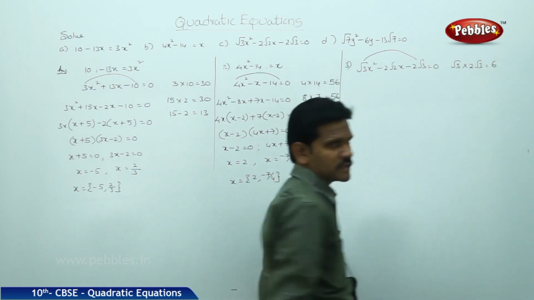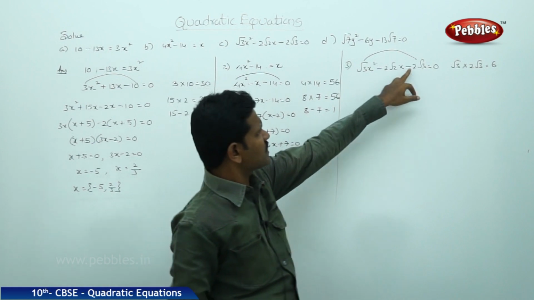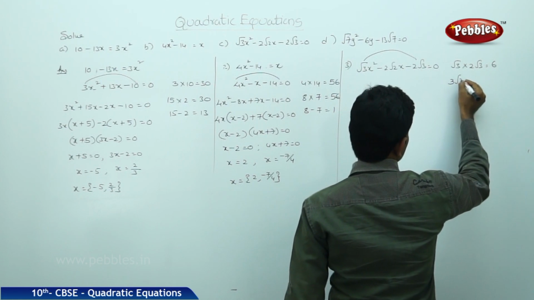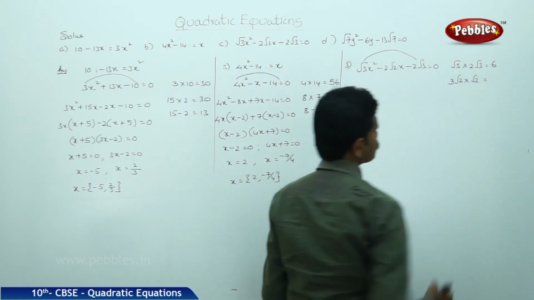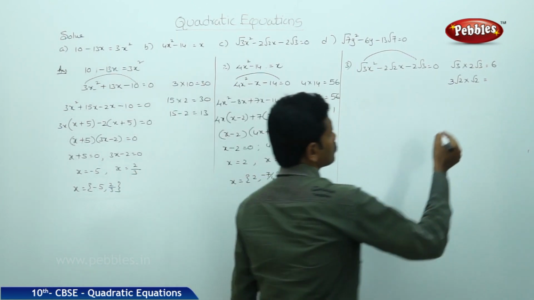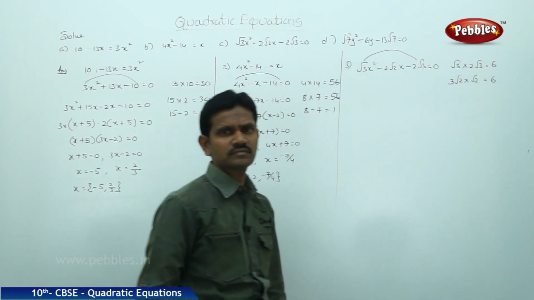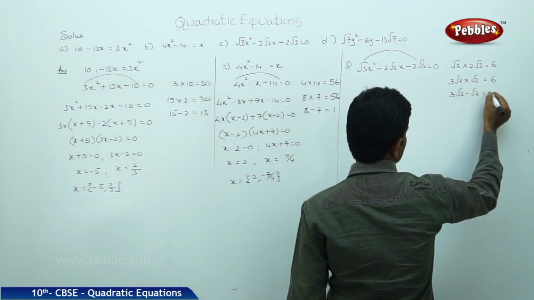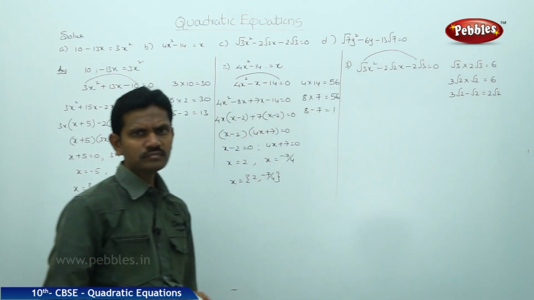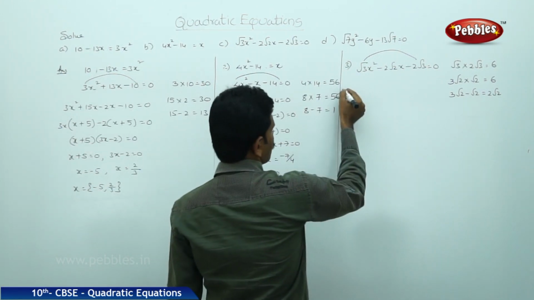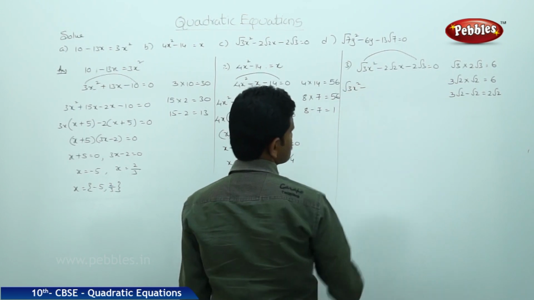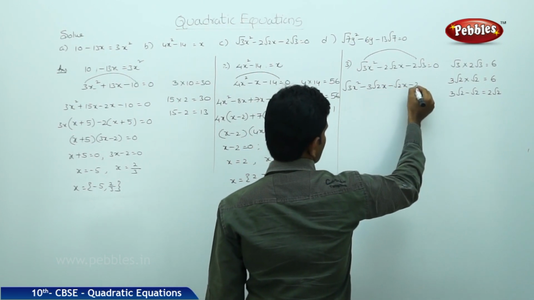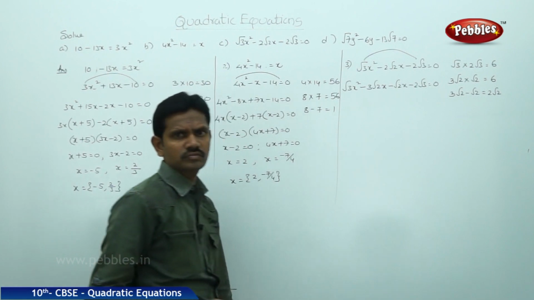We have to find out the factors for 6. After subtraction we must get the number 2 root 2, that is, 3 root 2 into root 2 is equal to 6. Now 3 root 2 minus root 2 is equal to 2 root 2. Now root 3x square minus 3 root 2x plus root 2x minus 2 root 3 is equal to 0.